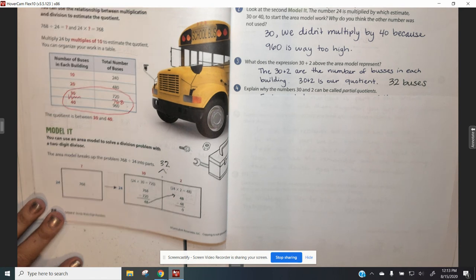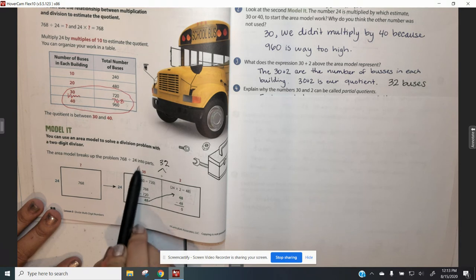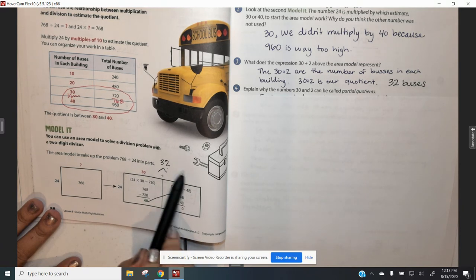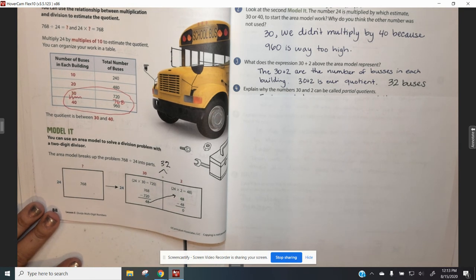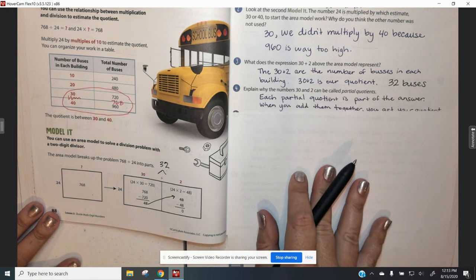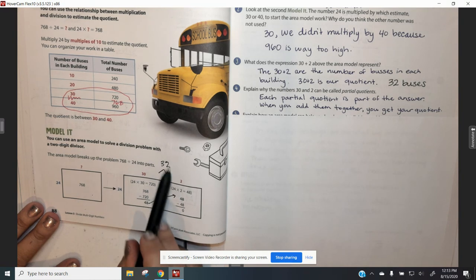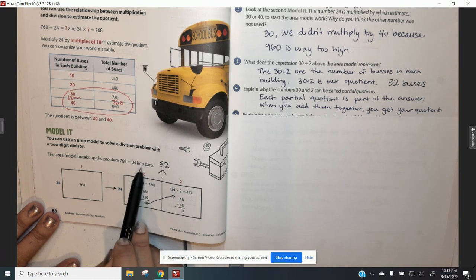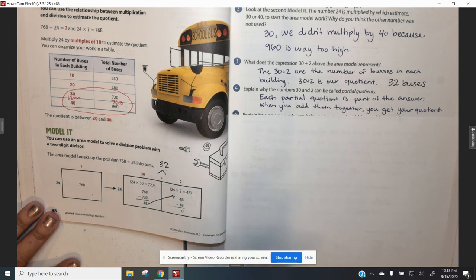Explain why the numbers 30 and 2 can be called partial quotients. Remember I told you that when we solved here, that was our first partial quotient, and this is our second partial quotient. Why do we call those partial quotients? Go ahead and write that down now and pause your video. All right. Each partial quotient is part of the answer. When you add them together, you get your quotient. So this is just part of the answer, and this is the other part of the answer, which is why they're called partial quotients.